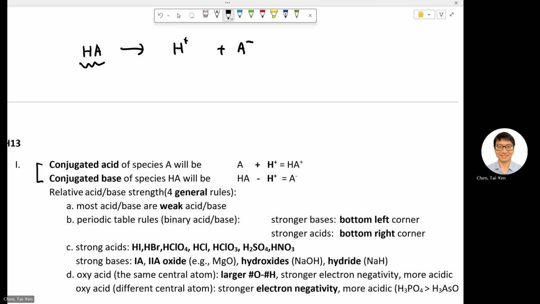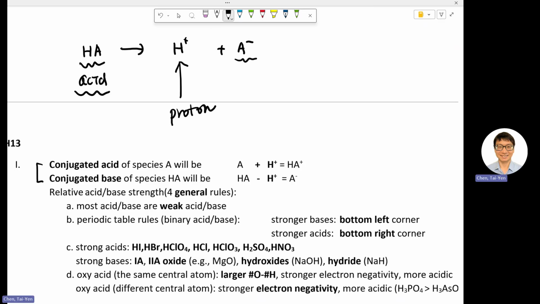Here we call this species an acid. Once this acid dissociates inside water, it produces H plus. That's our proton.